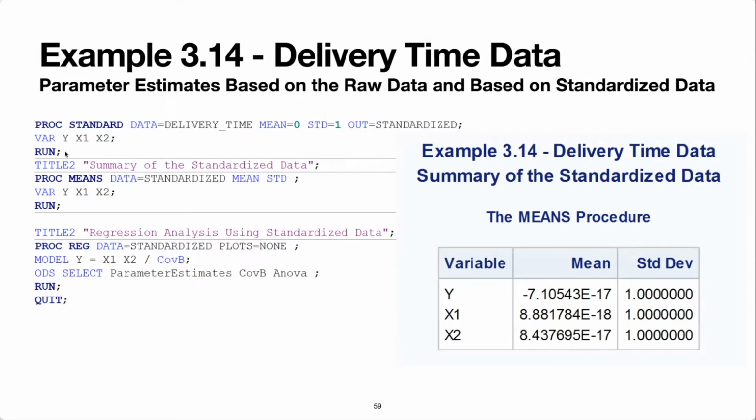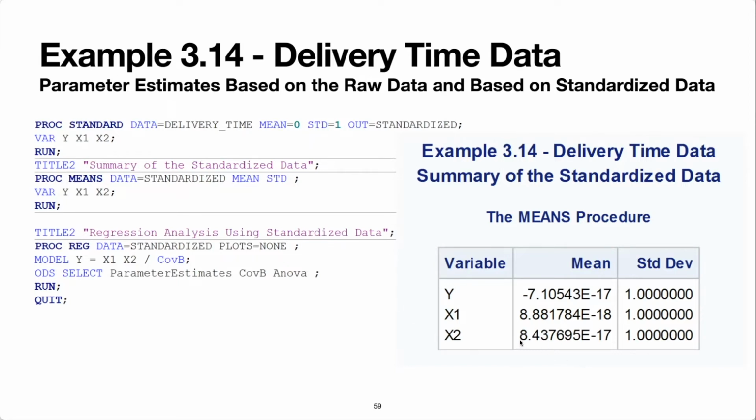And then there's a VAR statement, and we're going to identify the variables that we want to standardize. So we want to standardize the response variable y and the two explanatory variables x1 and x2. And then just to demonstrate that the data have in fact been standardized so that they have a mean of 0 and a standard deviation of 1, I'm going to use PROC MEANS to calculate the mean and the standard deviation for each of these three variables. And that's what we have over here. This is the output from that PROC MEANS statement.